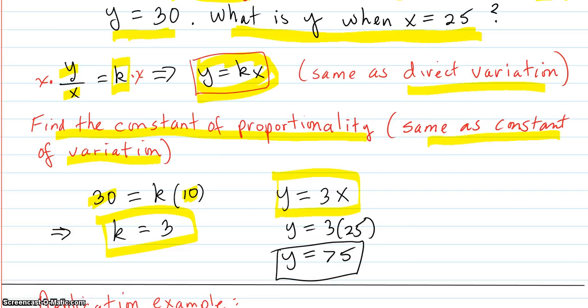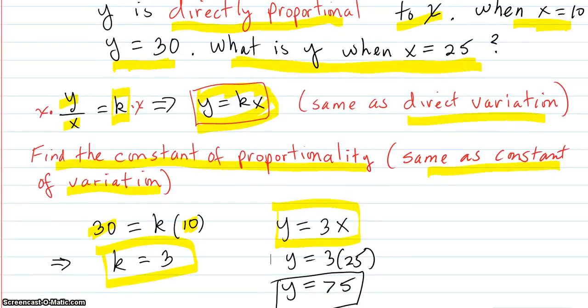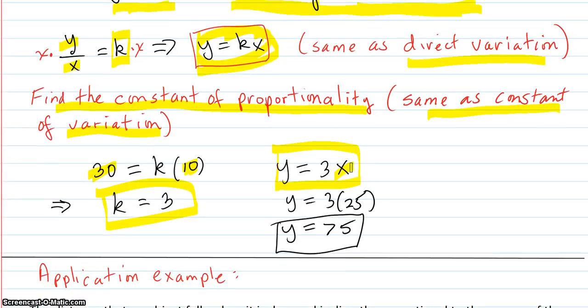Now we can find any y given any x and vice versa. It said what was y when x is 25. So x is 25, put that in there, and figure out that y is 75.